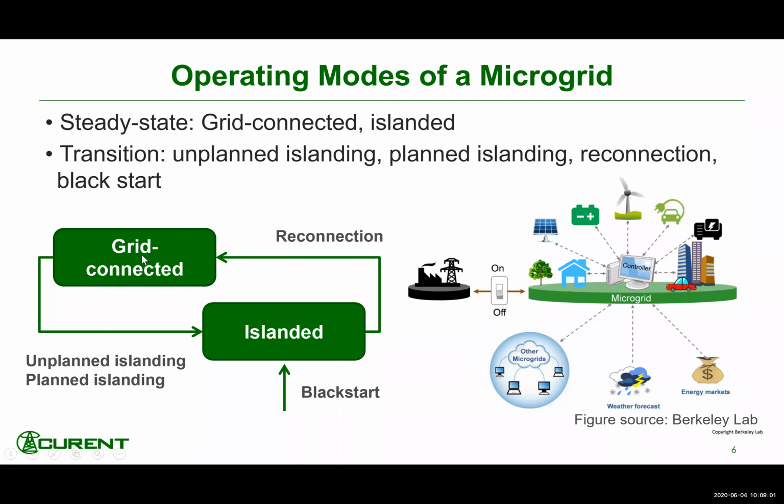Also, if you go from grid connected mode to islanded mode, you can go through either planned islanding, which means everything is on schedule and you have a plan, or, because of a fault, unplanned islanding, where it is suddenly disconnected from the main grid. This is another transition. The last transition is black start, where you start from the very beginning from black. So from the operating modes, we have two steady state modes and another four types of transition.